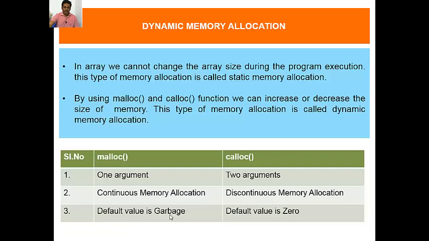The third difference is the default values. If we declare memory through malloc, the initial value of that variable is garbage, that is, an unpredictable value. If we allocate memory through calloc, the initial default value is zero. Based on these differences, if we want to declare more memory, we use calloc. If we want to declare less memory, we use malloc.